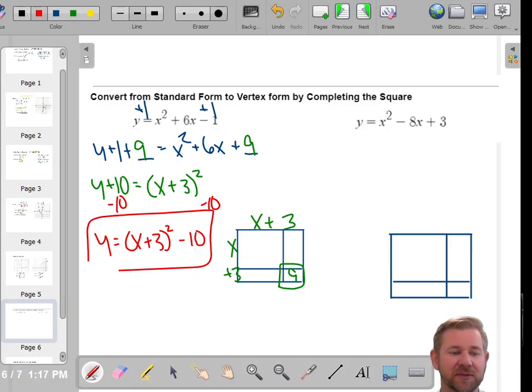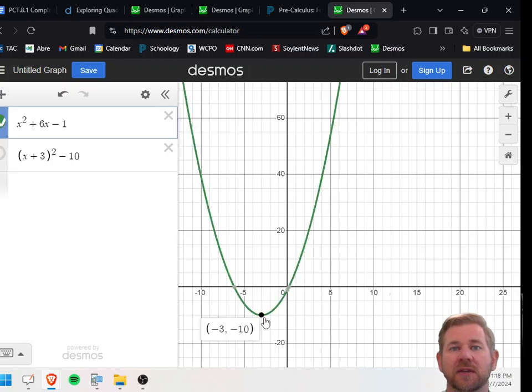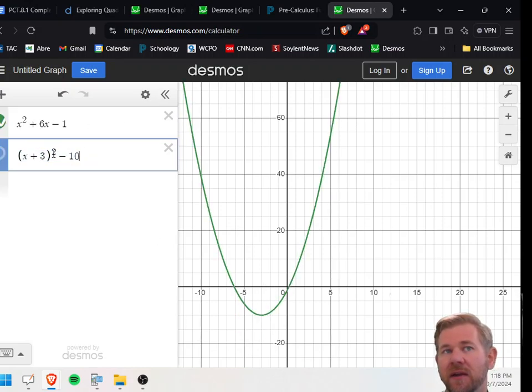And just because I think it's really good practice, I'm going to actually show you this in both forms. So I have x squared plus 6x minus 1, and then the other one is y equals x plus 3 squared minus 10. So if you look, here's the function in standard form, x squared plus 6x minus 1, and you can see the vertex is negative 3, negative 10. So right here, when I graph this one, see how they're on top of each other? That means I know I did it right. See, I know I did it right. It's the same function in two different forms.